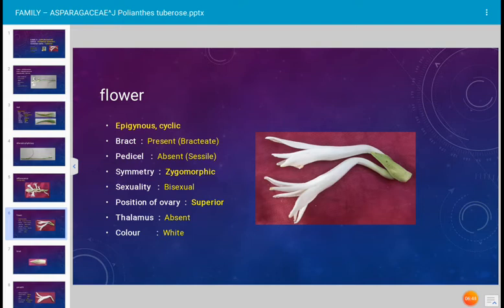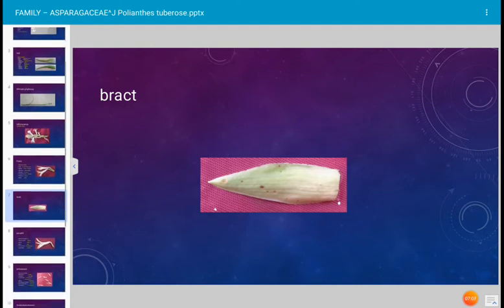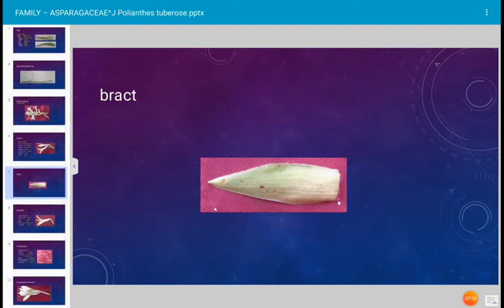Position of ovary is superior because all the floral parts are initiated from the base of the ovary. Thalamus is absent in the flower, and the color of the flower is very beautiful white. Okay, next. This is the large foliaceous bract that is present. Again, the function of the bract is support. It is supporting in nature.